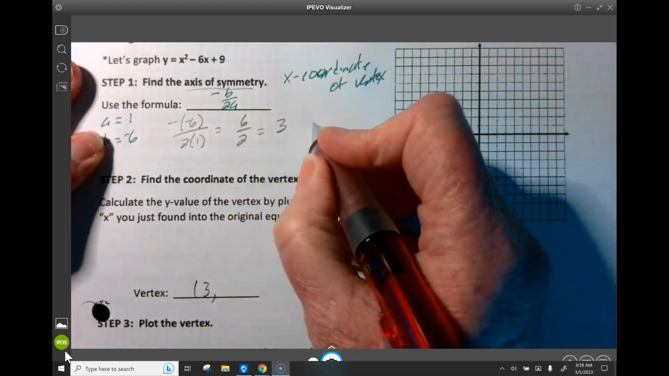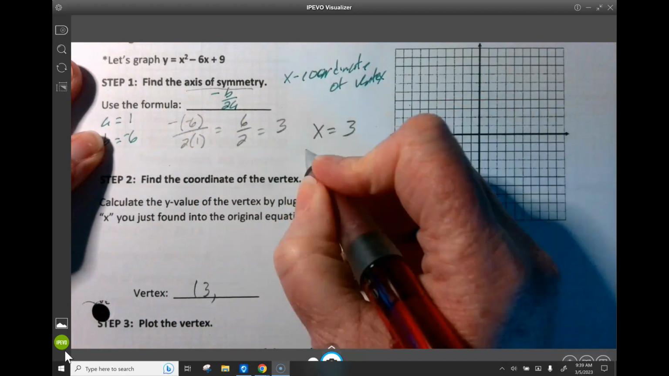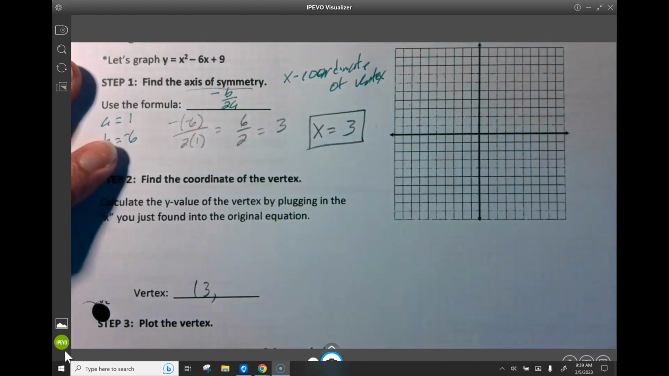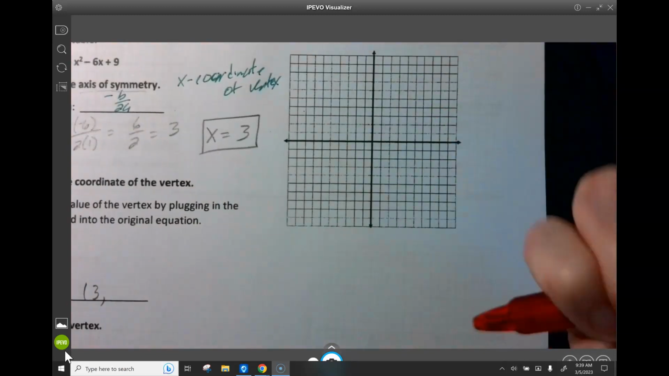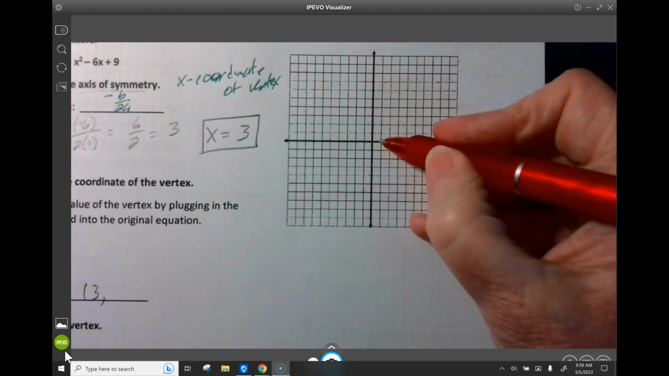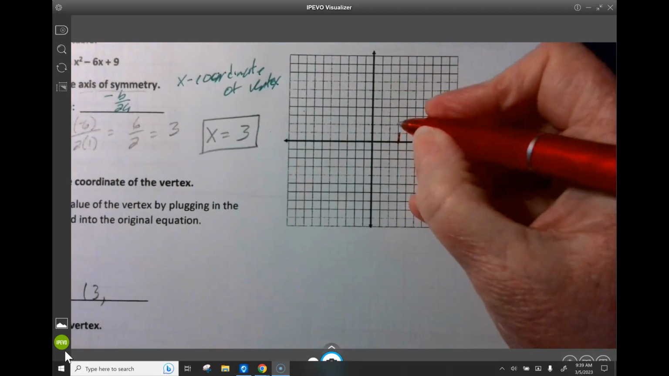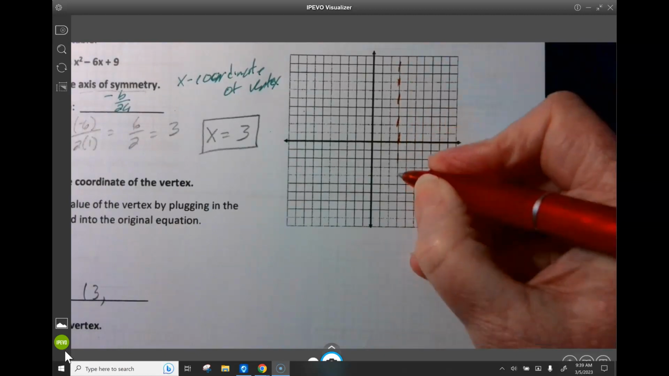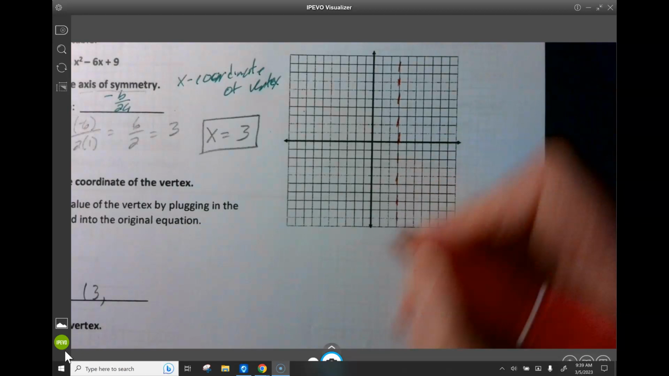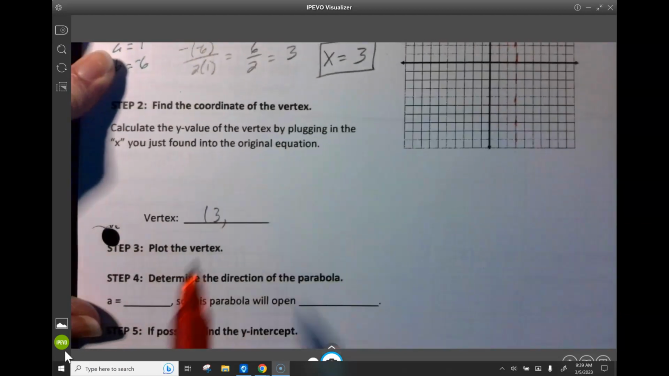Remember, our axis of symmetry is x equals whatever x is. So there's our axis of symmetry, and we can actually draw that in right now. The axis of symmetry is x equals 3. So here's our axis of symmetry, and we know the vertex is going to be on this line. So what we're going to do now is go find that.